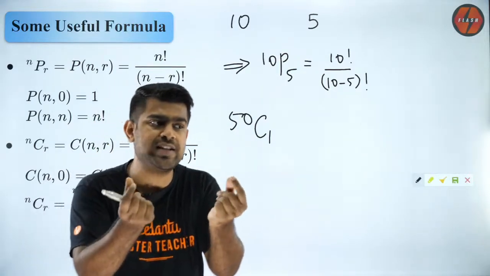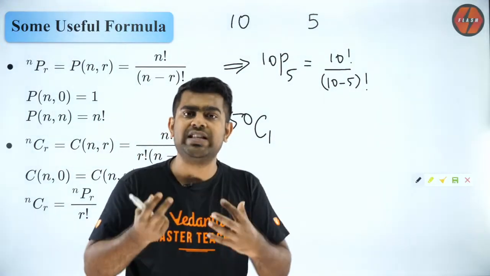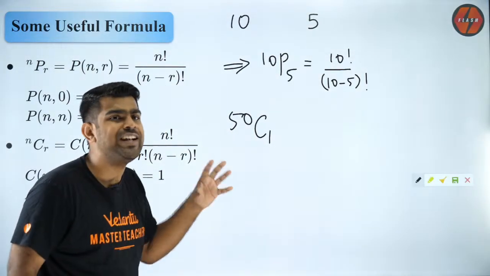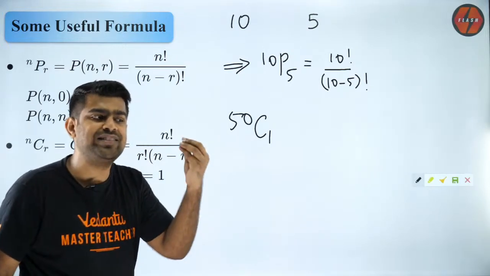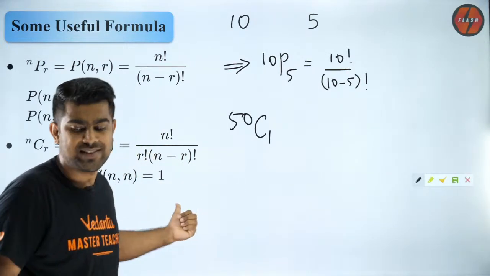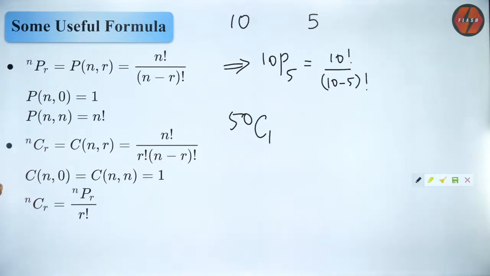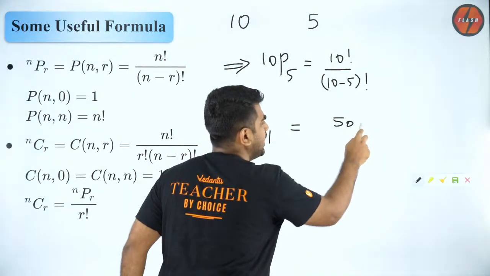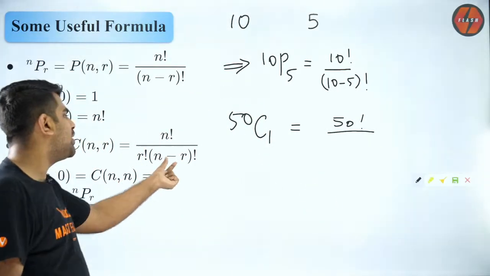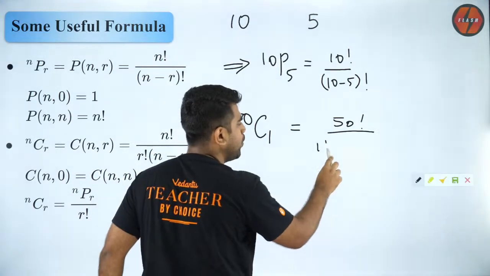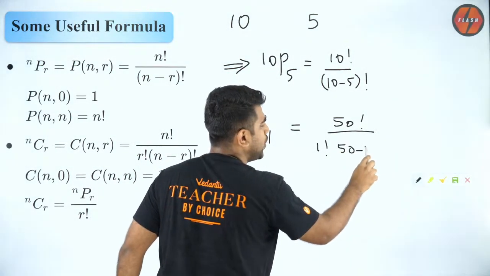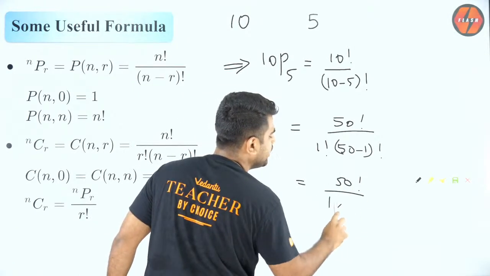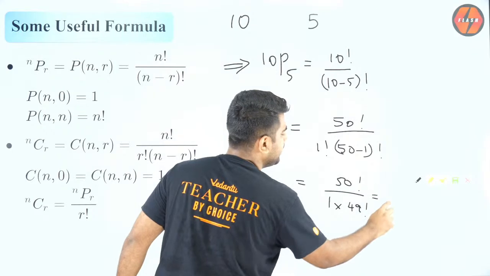But I want numbers. We all are very comfortable with numbers. I can't just leave it like this. If I leave it like this, then you don't interpret it well. I want to get the exact number. That is where these formulas are very helpful. What is the formula? nCr is nothing but n factorial divided by r factorial into n minus r factorial. So it will be 50 factorial divided by 1 factorial into 50 minus 1 factorial. So the number of ways is 50 factorial by 1 into 49 factorial, which will be 50.